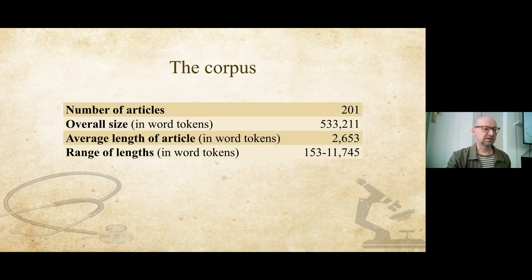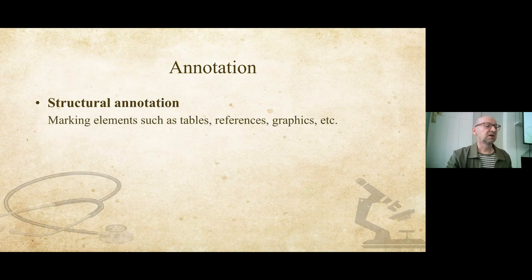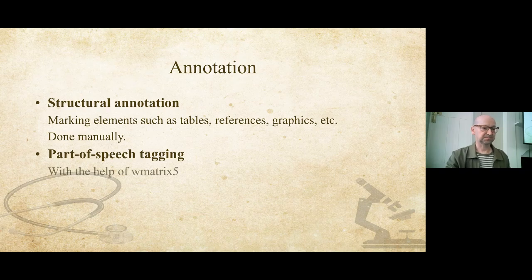Just the statistical info, it's 201 articles actually, because I included 1700 and 1900. And the overall size is 533,000 words. The average length is 2,500 words, but ranging from 150 to 11,000. And I didn't balance it, so I didn't take a certain amount of words from each article, because I wanted to have the whole. It's annotated manually for structure and POS tagged with Wmatrix 5.